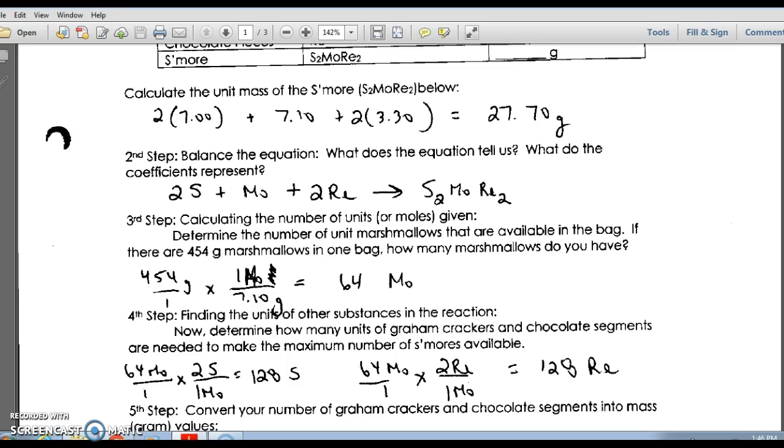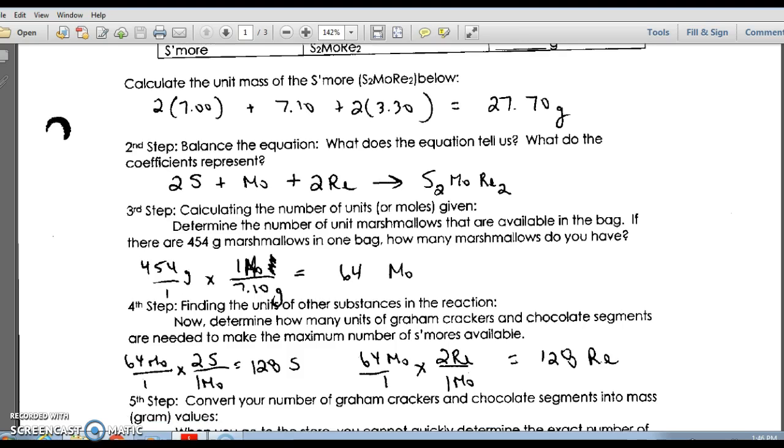do a gram to mole kind of conversion, where we take the mass of the whole bag, which is 454 grams, and 1 marshmallow has a mass of 7.10 grams. When we do that, we round to a whole number, because it doesn't really make sense to have a decimal of a marshmallow. So we're saying that in our bag of marshmallows, we have 64 marshmallows.